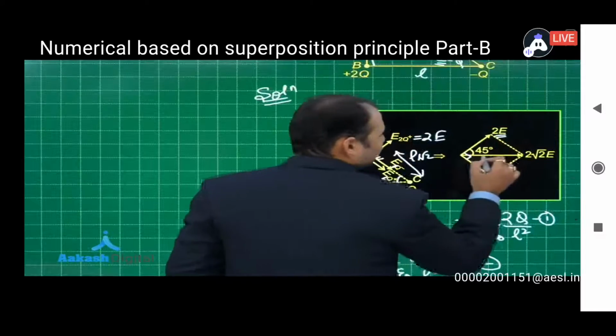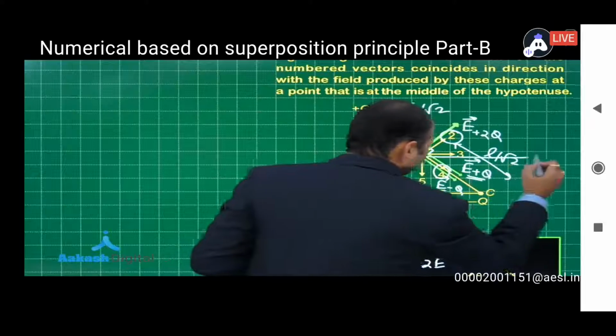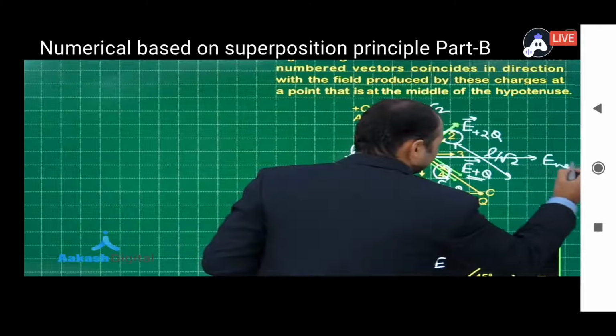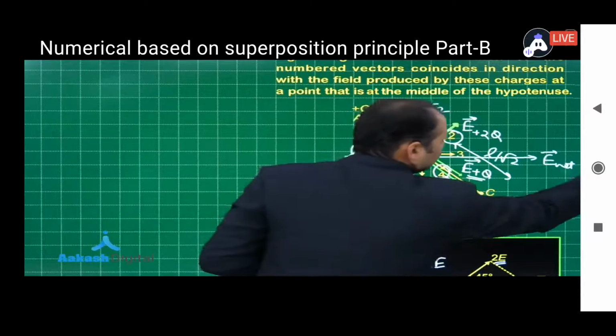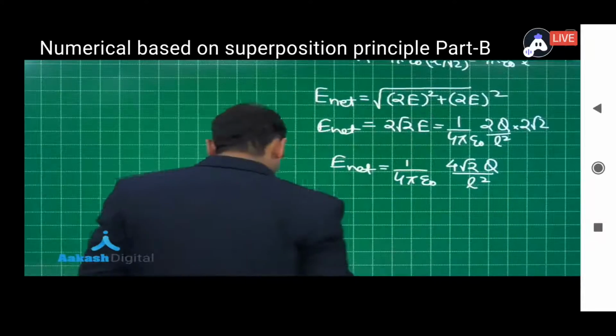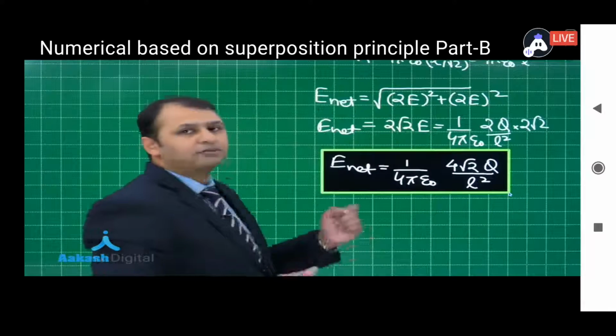If you see this is 45 degree, then you see this is the line where the net electric field would be, that is E net, that is parallel to base, right? So I would say this net electric field will be in the direction of 3.